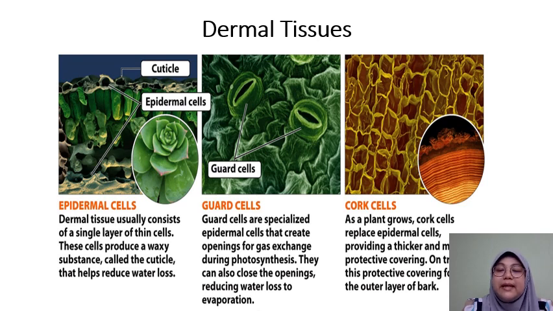And other than that, dermal tissue can be specialized. So we have guard cells here. So guard cells surround the stomata, which are the openings in the leaves for gas exchange. So like I mentioned earlier, as the plant grows, the epidermal cells actually get replaced by cork cells, because the cork cells provide a thicker and more protective covering for a mature plant.